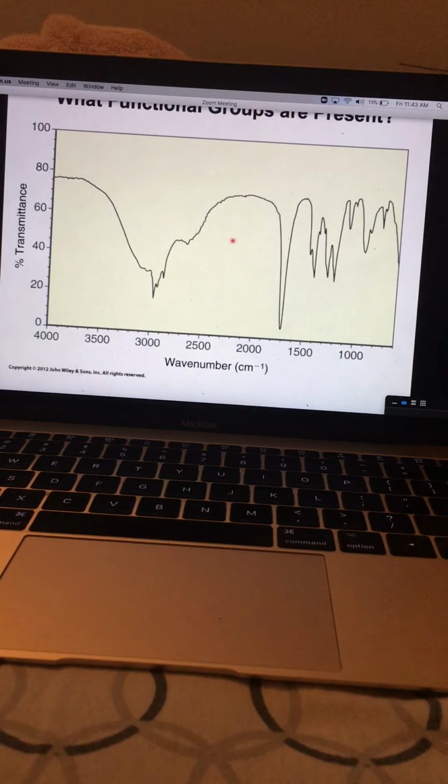So just a few practice ones in the chat if you want to post it for a bonus point. What are the two functional groups present here? You can say it in the mic or you can put it in the chat.